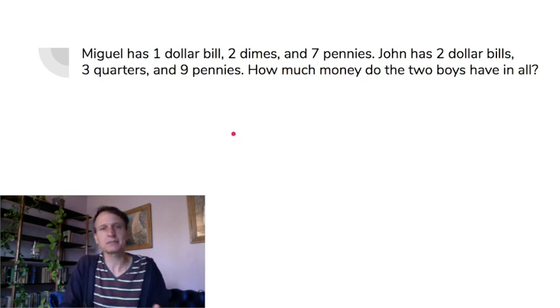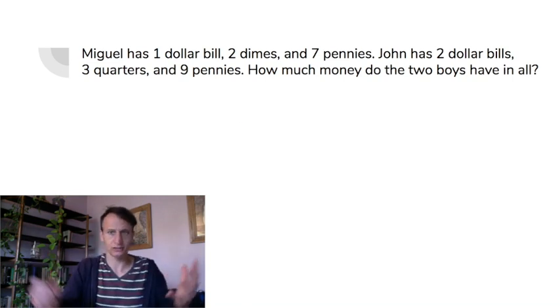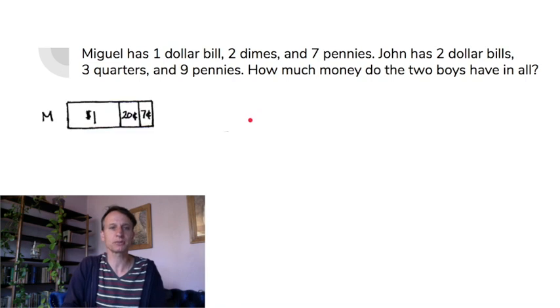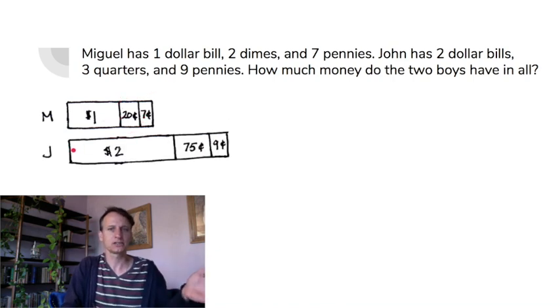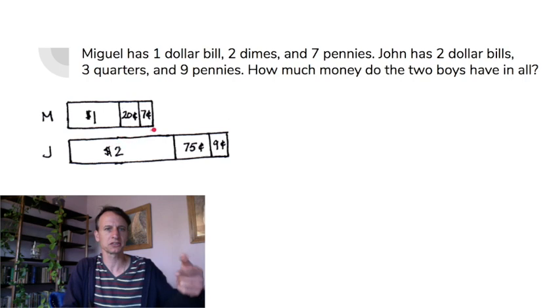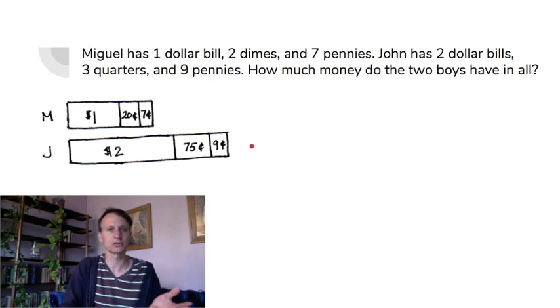Well, I think that's a matter of preference. I think drawing 1 tape might get a little confusing because we have all this stuff going on. So I think 2 separate tapes will do better here. We could draw 1 because we are adding. So here's Miguel. He's got $1, 20 cents, 7 cents. John has $2, 3 quarters, which we know is 75 cents, and 9 pennies, which is 9 cents. Lovely. Okay, so how much do they have in all?